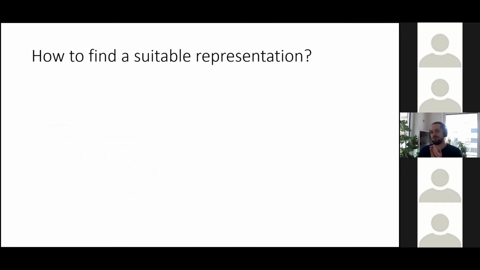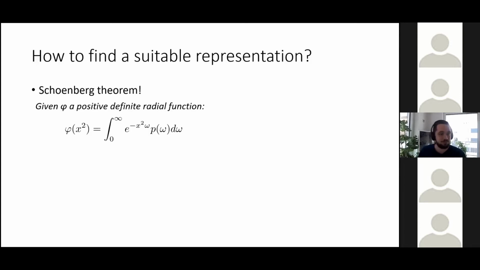So now here's a big question. This is all in theory, right? The likelihood can be written as a scale mixture, and if it can, we can do all this stuff. But the problem which was not solved yet is: how do we find it? The answer, or at least one of the answers, is Schoenberg's theorem, which says that for phi, a positive definite radial function, we can rewrite it as a scale mixture of Gaussians. Here I didn't write the Gaussian itself, but just the exponential of minus x squared.